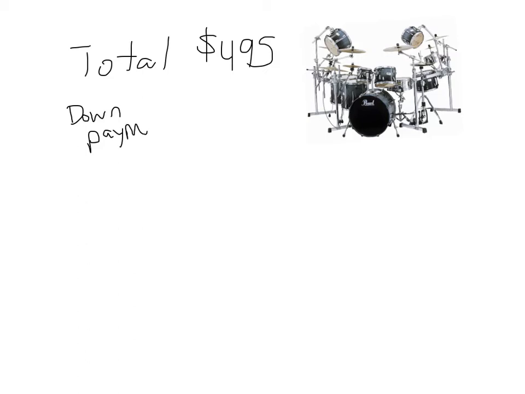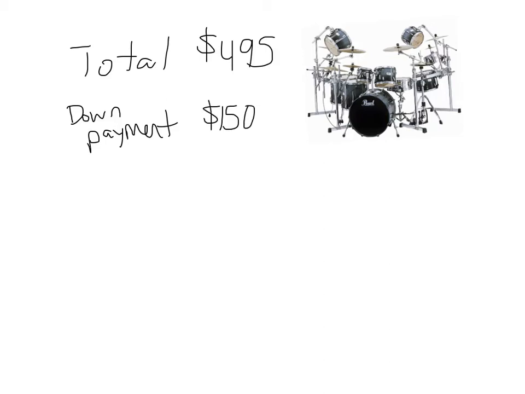All right, so let's say that you are going to buy a drum set, okay? And you're not going to pay for it all up front. You're going to get on a payment plan, okay? We're going to say the total cost of the set is going to be $495. Right? But you make a down payment of, let's see, 150.